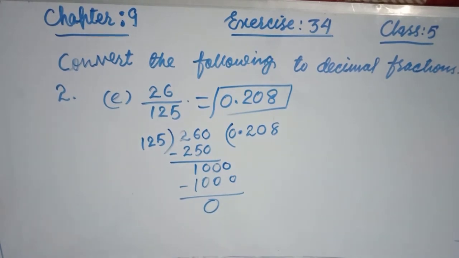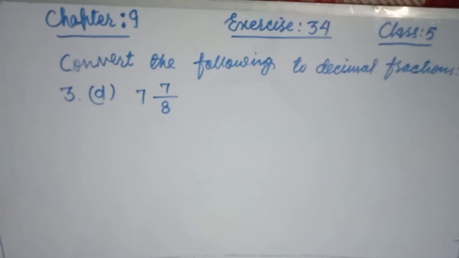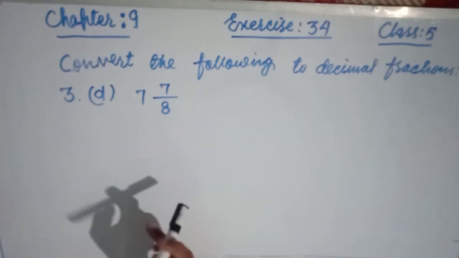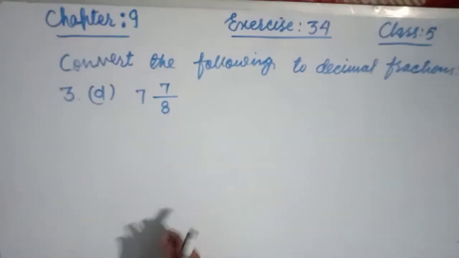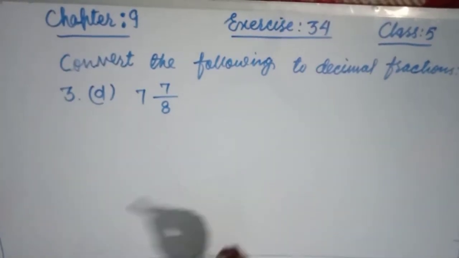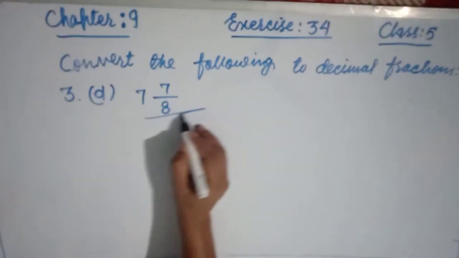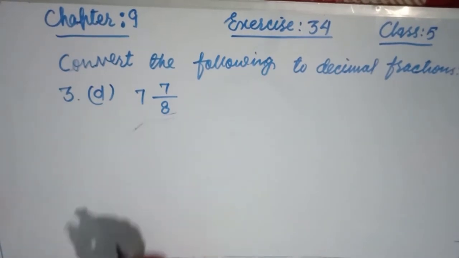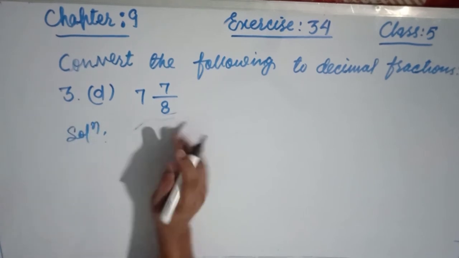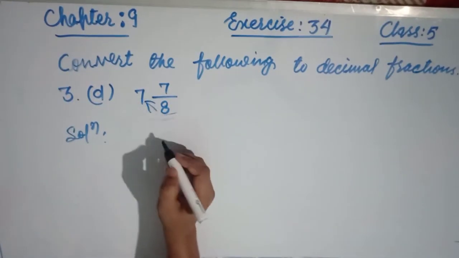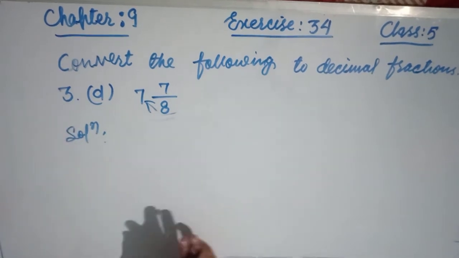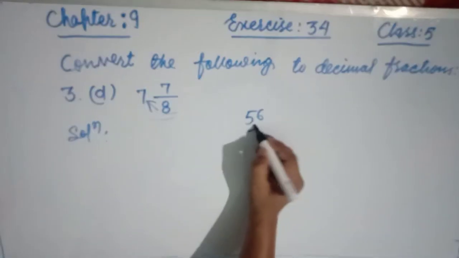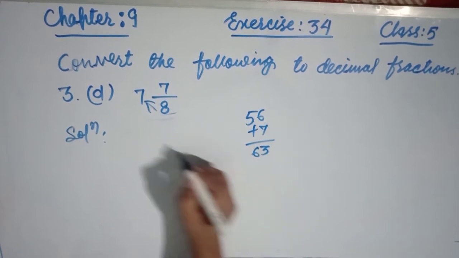Okay, this is the answer. Now friends, see question number 3, and it has 5 sub questions A, B, C, D and E. Okay, and we have taken only one sub question, D. The same question is here, convert the following to a decimal fraction. We have to change the given fraction into decimal. But look at this, the fraction is a mixed fraction. Okay, now change this mixed fraction into an improper fraction. Now the solution is, multiply 8 by 7, this is 56, and 56 plus 7, this is 3 and this is 63.